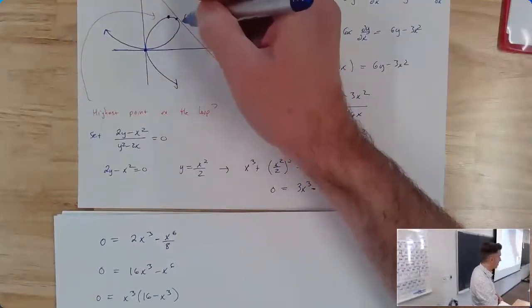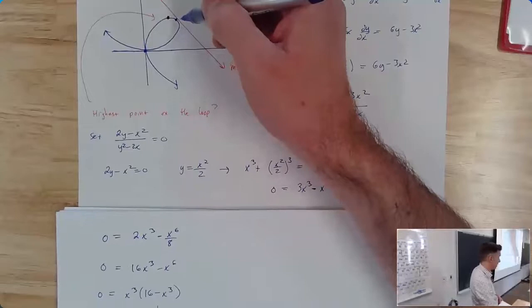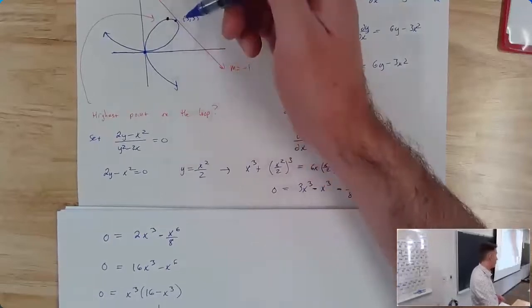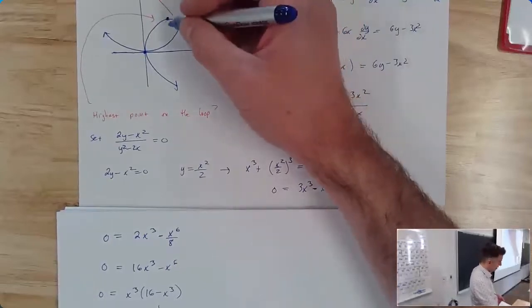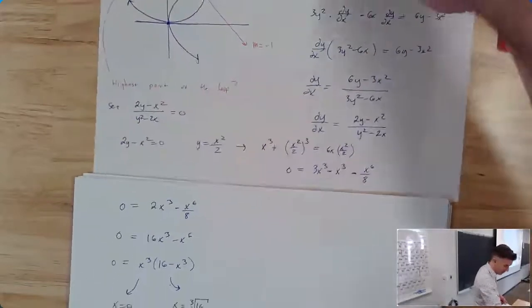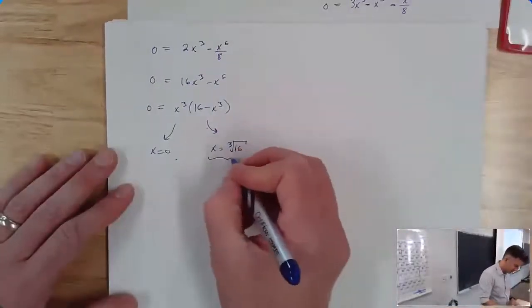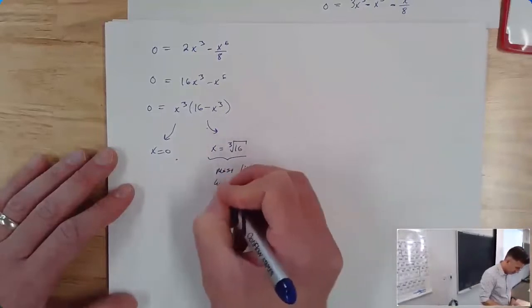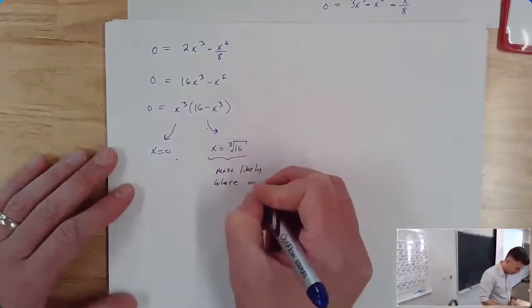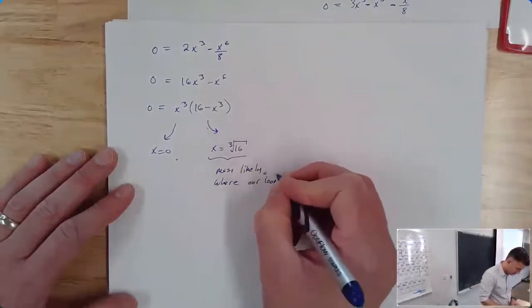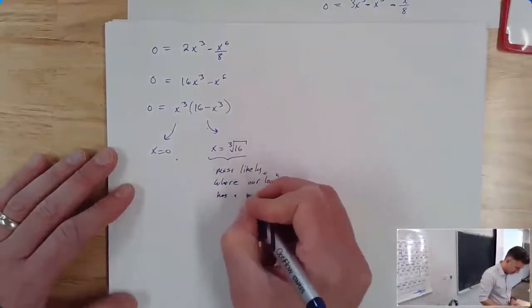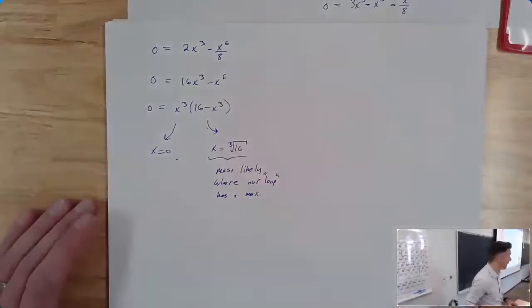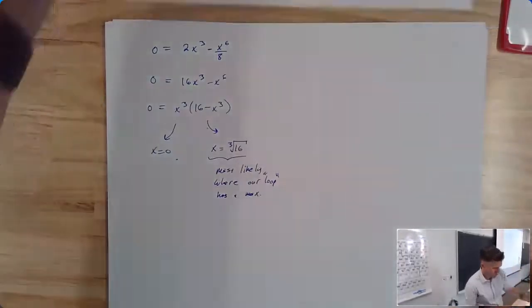We're going to be less than 3, which the cube root of 16 definitely is less than 3. Right? The cube root of 27 is equal to 3, and we're bigger than 2. So that seems like probably where we have. So this seems to be most likely where our loop has a maximum or the highest point on it.